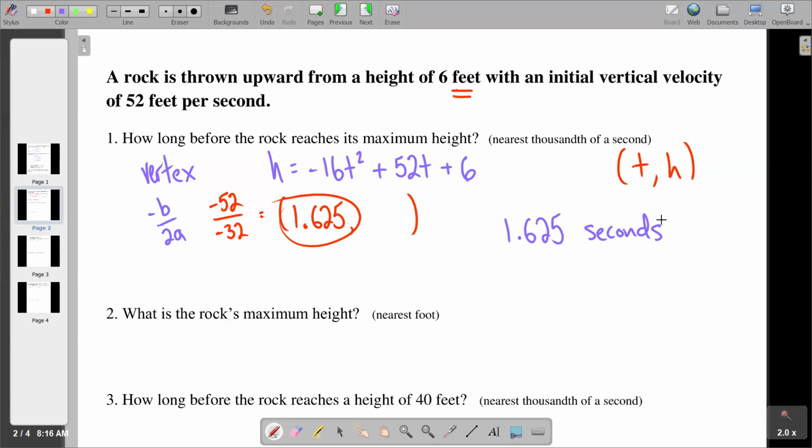So I'll calculate that. I'll just show my work on here. It would look like negative 16 times 1.625 squared plus 52 times 1.625 plus 6.